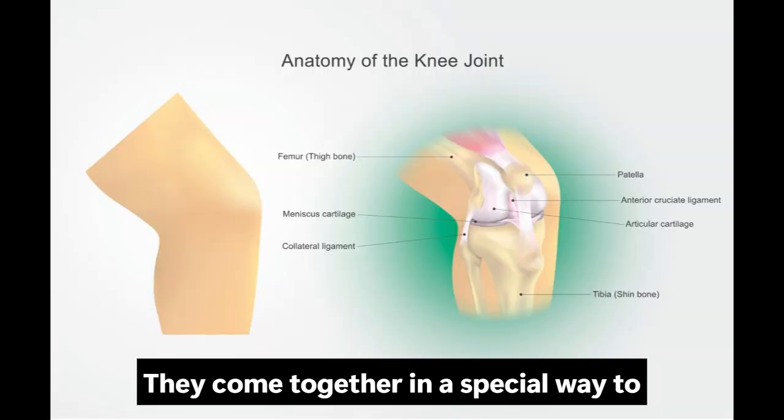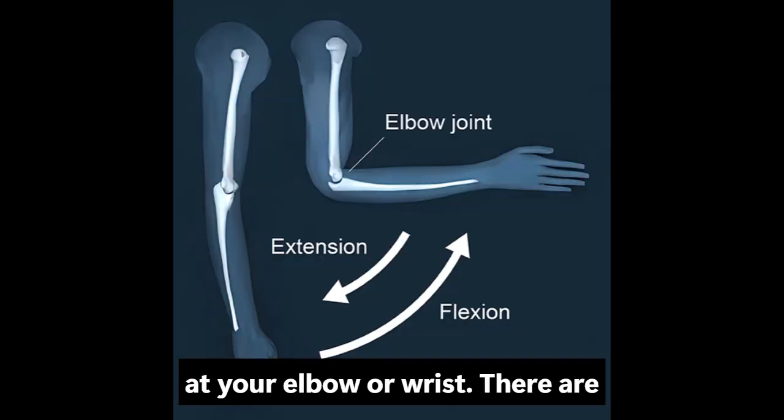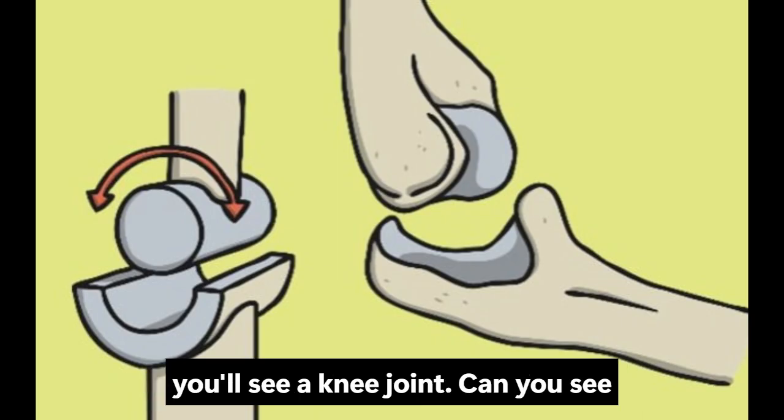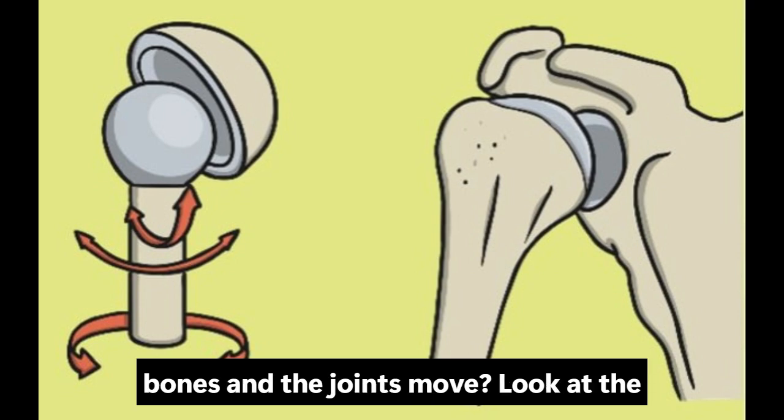Let's look at joints. Joints are the places where bones come together. They come together in a special way to allow the animal or human to move. Like at your elbow or wrist, there are different kinds of joints. In the picture, you'll see a knee joint. Can you see where the bones come together? How do the bones and the joints move?